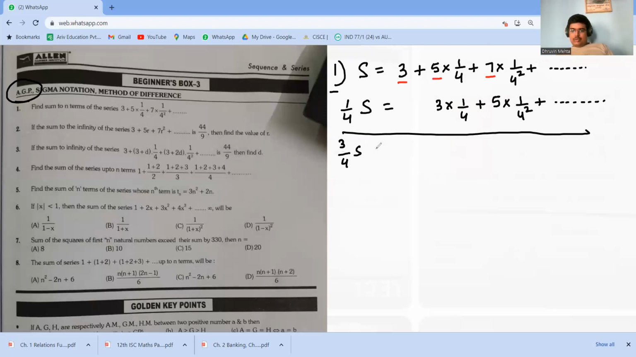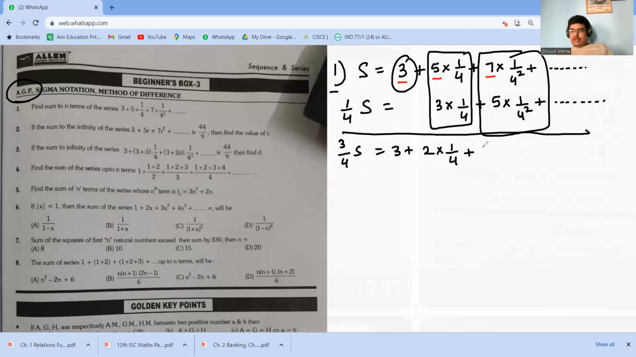equal to, this 3 will be left as it is. Do you realize, Pravra, in this term when you take 1 by 4 common, in the bracket will come 5 minus 3, which is 2 into 1 by 4. Then in the next term, it will be 7 minus 5, which is 2, into 1 by 4 square. Now we are subtracting the two GPs, and so on. So the work is done, Pravra.